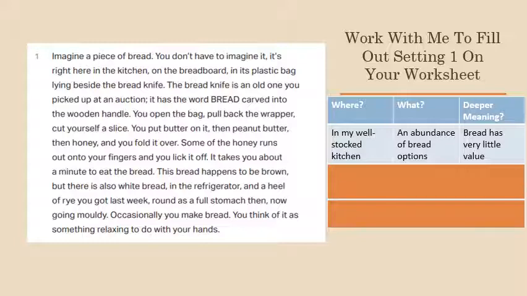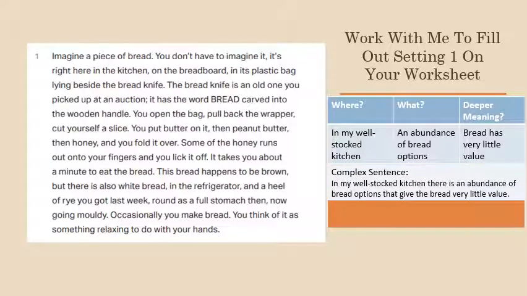So when we take these three pieces of information and we want to write that out in a sentence, we want to write a complex sentence about it, a sentence that sounds good and explains the meaning of bread in this first setting. That complex sentence might look something like this, combining all three of the ideas above. It says, in my well-stocked kitchen, there is an abundance of bread options that give the bread very little value.